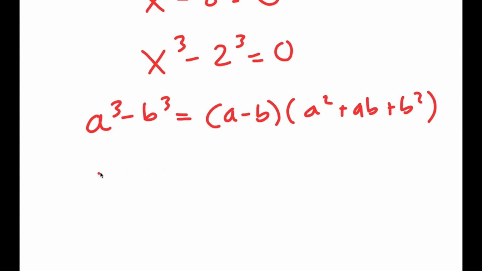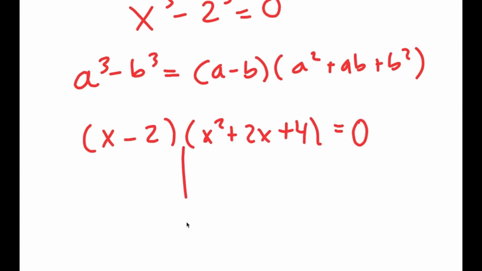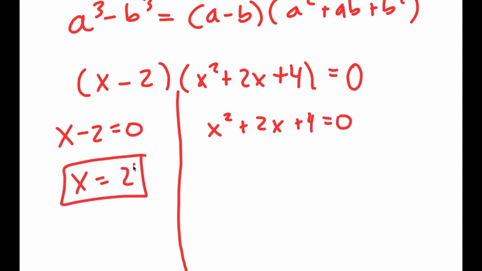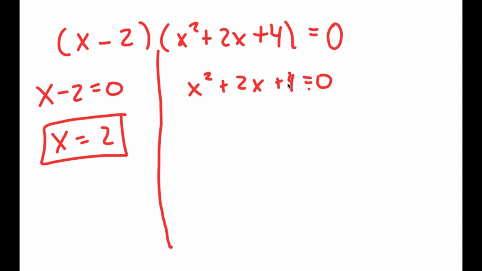So in this case, this turns into x minus 2 times x squared plus 2x plus 4 is equal to 0. So now I get two equations. I get x minus 2 equals 0 and x squared plus 2x plus 4 equals 0. So for x minus 2 equals 0, I get x equals 2, which was a solution that we already got. But now see, on top of this, we have a whole other equation with 2 more solutions because it's a quadratic equation. So to solve this, I'm going to use the quadratic formula.